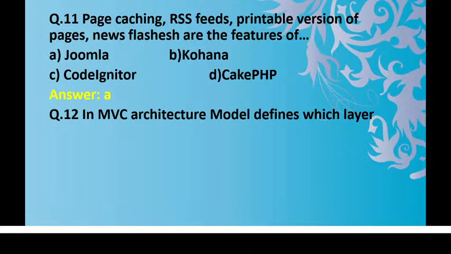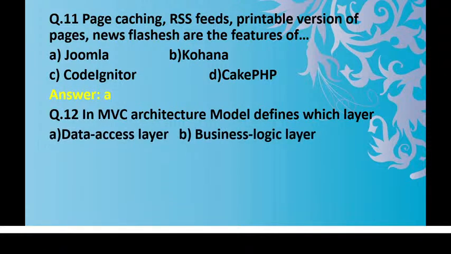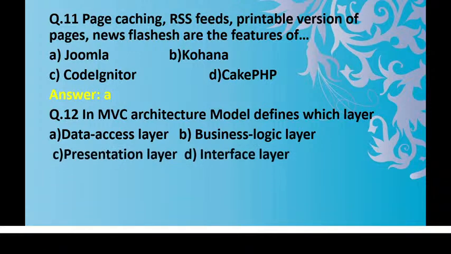In MVC architecture, model defines which layer? A. Data access layer, B. Business logic layer, C. Presentation layer, and D. Interface layer. Which layer? In MVC architecture, the model defines which layer? Data, business, presentation layer or interface layer? Which layer does it define? It defines the business logic layer.